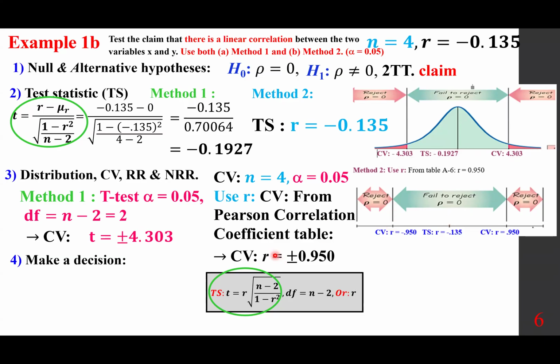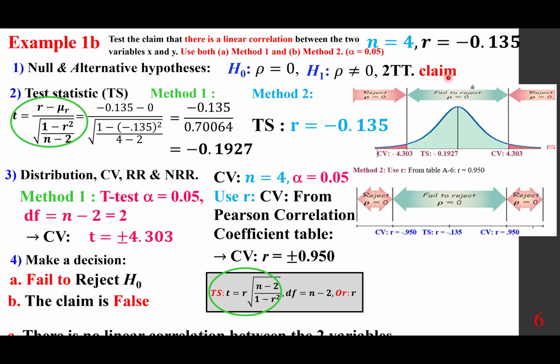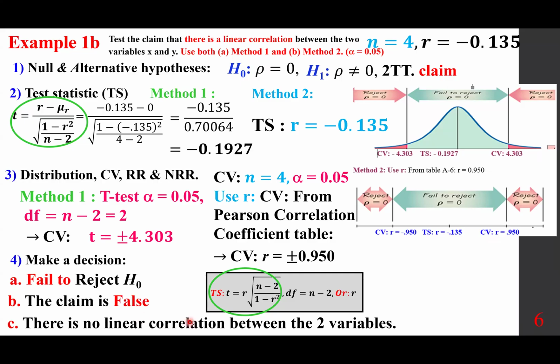This one is from the Pearson correlation coefficient table, negative and positive 0.950. Those are the critical values. And negative 0.135, the statistic, is in between, therefore fail to reject H0. Now, H0 means there is no correlation. That's really the bottom line. So the claim becomes false because it belongs to H1, and there's no linear correlation between the two variables. So if we go with H0, no correlation. If we go with H1, there is a strong correlation.